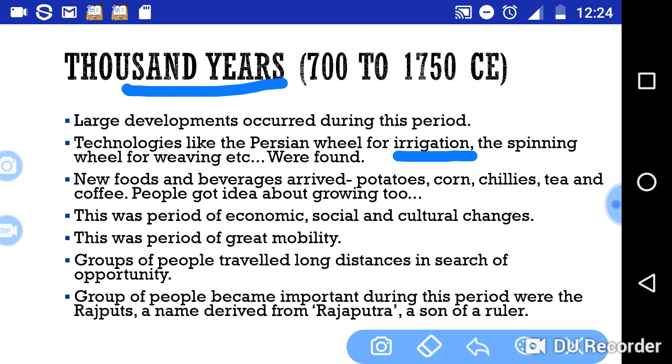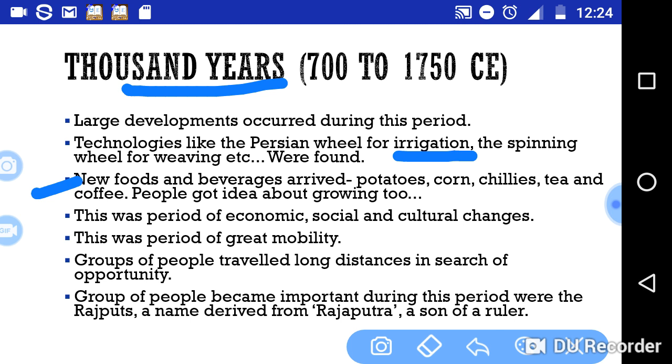And food was also changed. Food habits of the persons were also changed because many foods and beverages arrived in our country. Vegetables like potatoes, corn, chilies, and beverages like tea and coffee arrived in India, and people learned growing of these things also. And the knowledge about agriculture increased during this time.